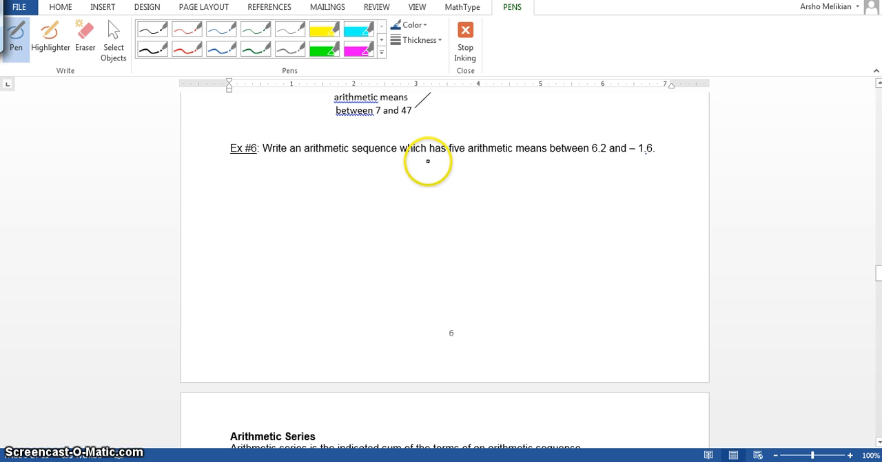So the way our sequence is going to look at the end of the day is we have 6.2, 5 terms, and negative 1.6. Okay? So what do we have here? I have A1, it's 6.2. This is A1. Now I have my second, third, fourth, fifth, sixth, seventh term. A7 is negative 1.6.